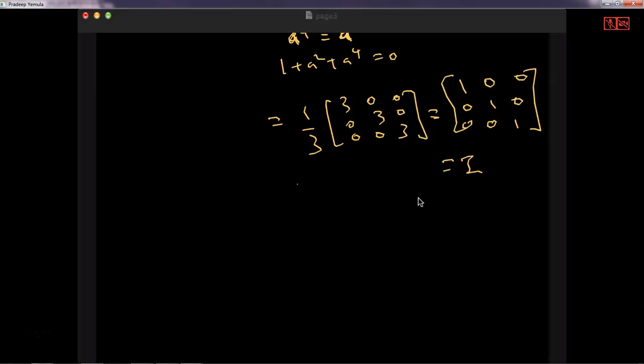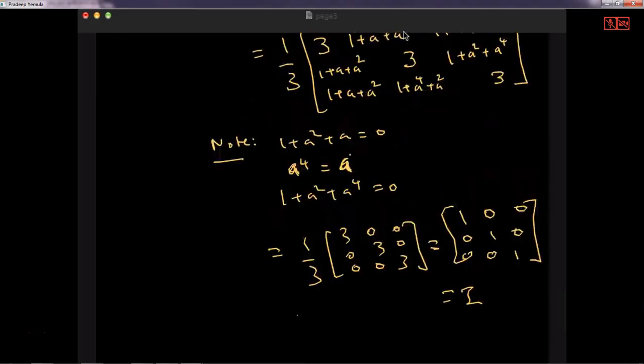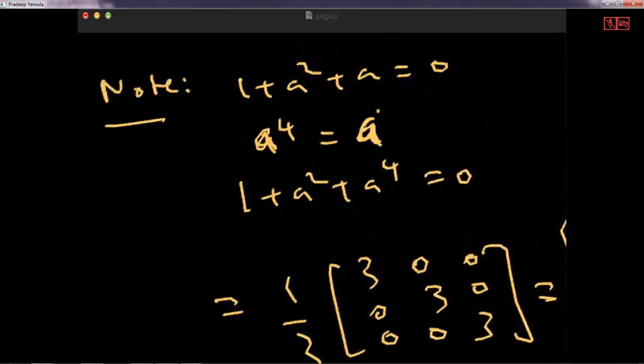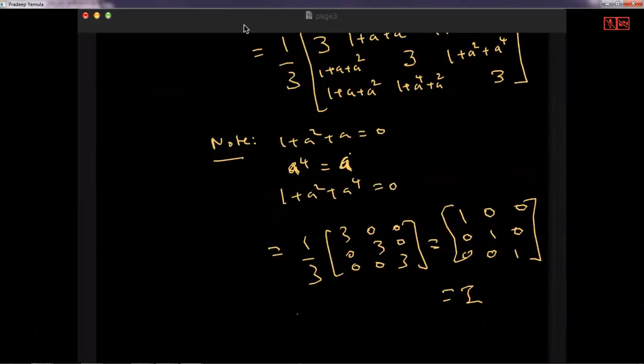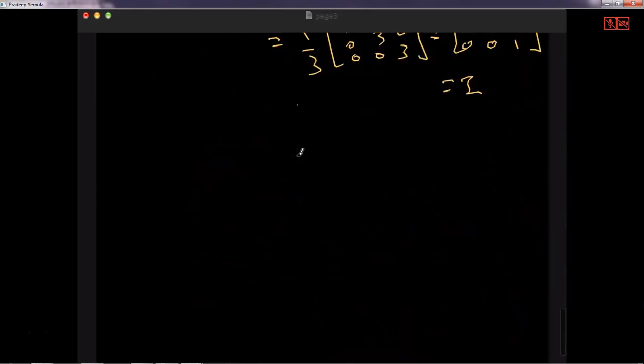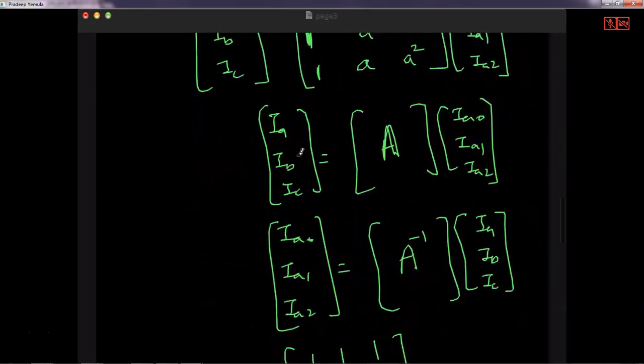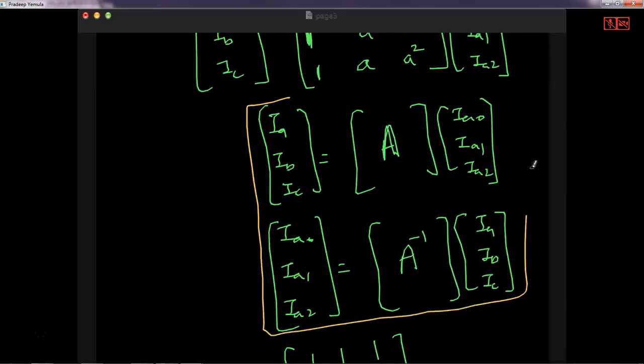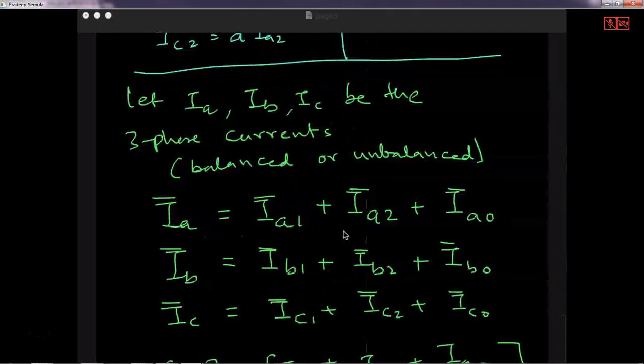So this is your identity matrix. Okay, so any doubts up to here? What we have done so far is this one. This is important: how to transform between the two cases. So I'll just do one final example here, maybe on the next page.